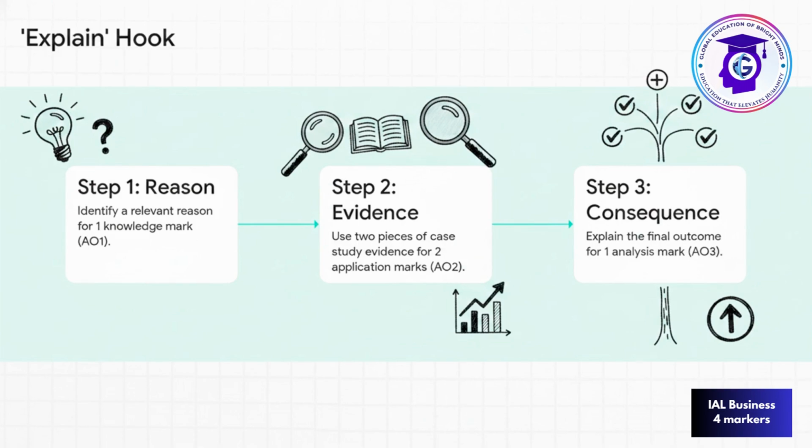You start by identifying a relevant reason. That's your knowledge mark. Then, you back it up with 2 separate pieces of evidence from the case study. That gets you your 2 application marks. And finally, you explain the outcome, the consequence, and that's your analysis mark.